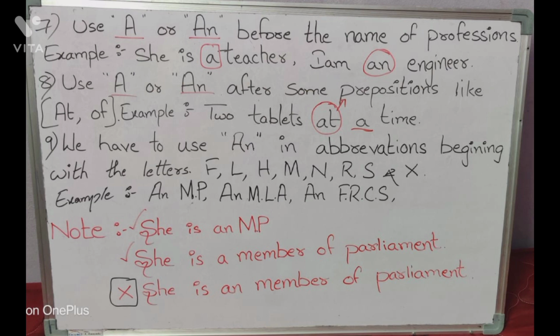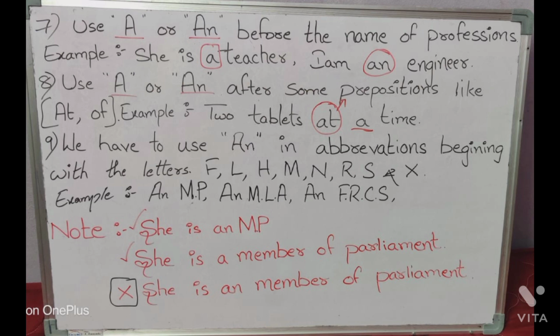What a lovely dress. So a is an article in this sentence. What a wonderful movie. Okay, these are exclamatory sentences where we're using a. Lovely dress is a singular countable noun, so we're using a before it. And wonderful movie is also a singular countable noun. So this is all about the indefinite articles.